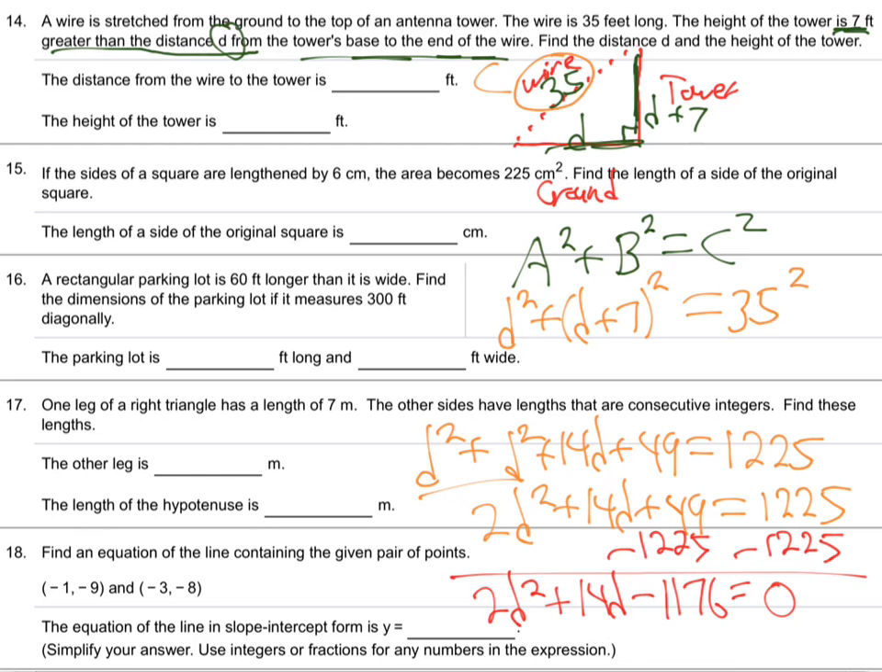This is a terrible problem. Now you should factor out a 2. That'll leave d squared plus 7d minus 588. And then you've got to keep factoring from there.